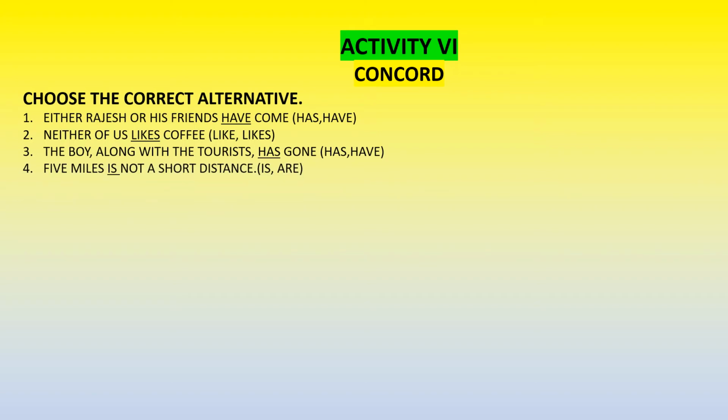5 miles. Remember, this is taken as a single unit. Even if it is miles or kilometers, or 100 rupees is not a huge sum. So 5 miles or 100 kilometers is a long distance. 5 miles is not a short distance, not an hour. 5 miles is taken as a single unit. So 5 miles is not a short distance. That is the correct one. So now we'll go for the fifth one.